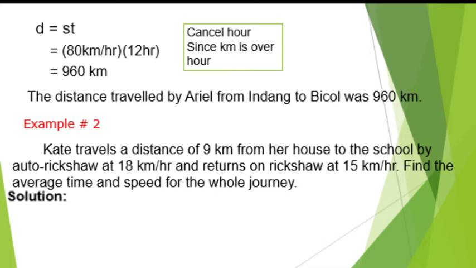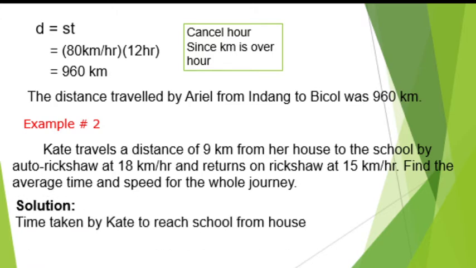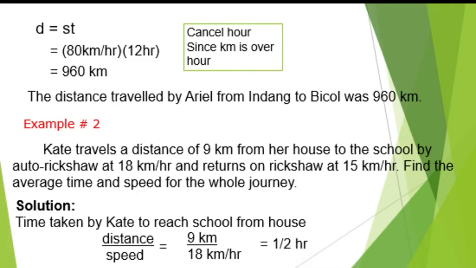Okay, so time taken by Kay to reach school from house is equals to distance divided by speed. The distance is equals to 9 kilometer and the speed is equals to 18 kilometers per hour. So, cancel kilometer and kilometer. The unit left is hours. Therefore, the answer is 1.5 hours. So, that is from house to school.